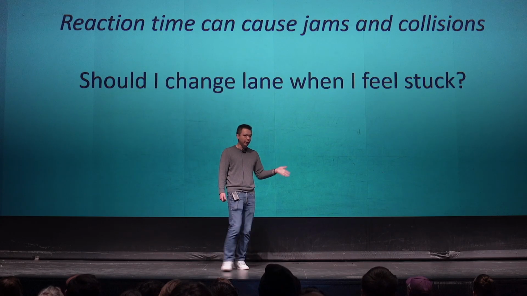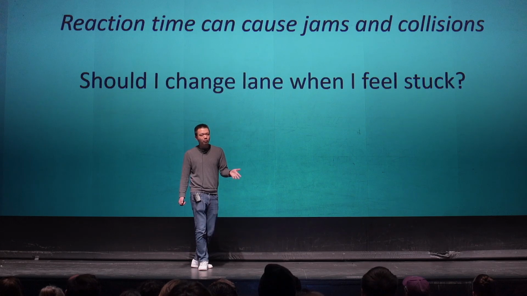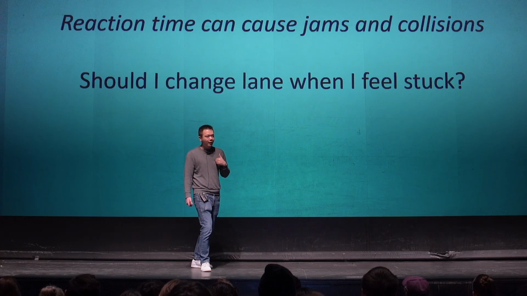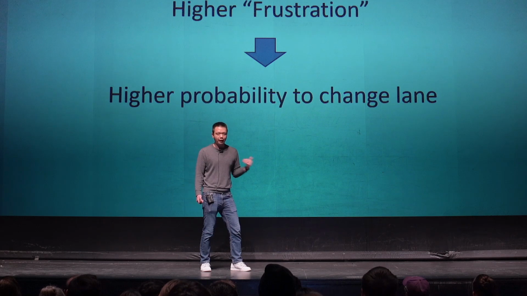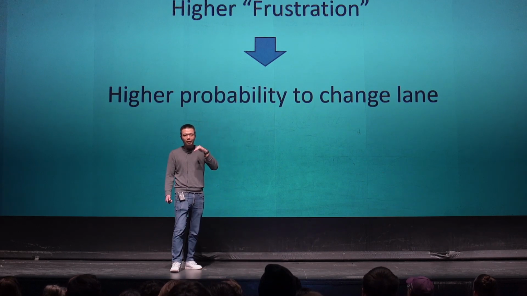Now we're thinking, well, should I change lane though, if I want to avoid traffic jams? How do I model lane change? Why do you want to make a lane change? For me, it's because I'm frustrated by the current lane. So the higher the frustration, the more likely I'm going to change lane. So how do I accumulate frustration then?